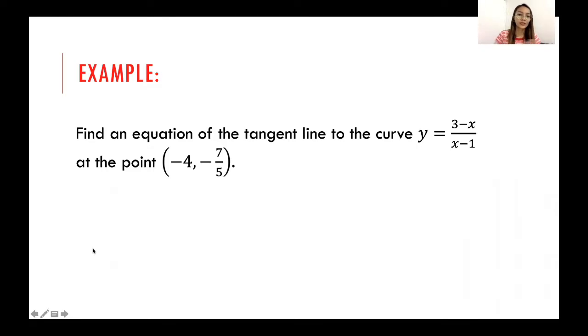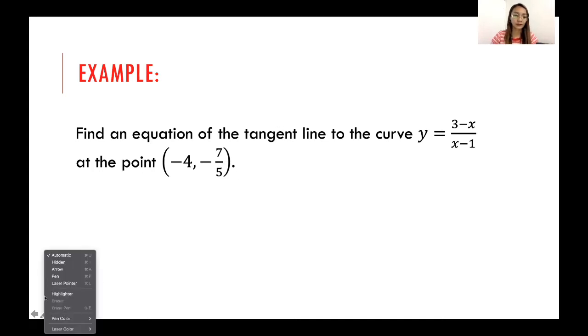Okay, so let us find an equation of the tangent line to the curve y is equal to (3 minus x) over (x minus 1) at the point (-4, -7/5). So hahanapin daw natin yung equation. Of course, we are going to compute first for the slope. Nakita nyo naman sa point slope formula, di ba? We need the value of the slope. So hahanapin muna natin yung value ng slope.